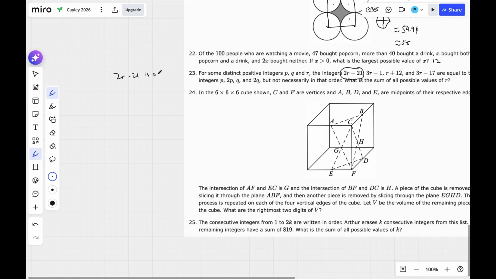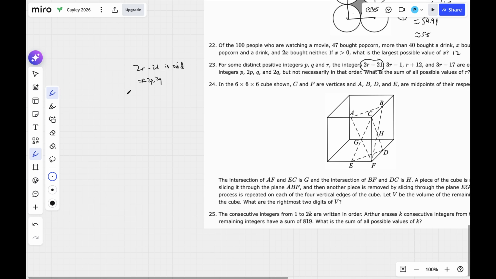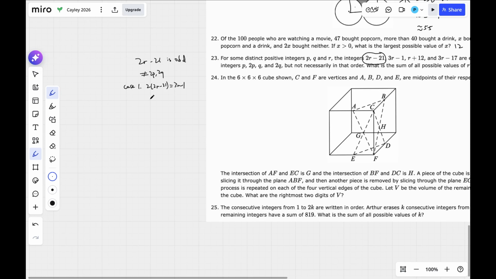So we could use casework on which is p or q, but we can simplify that a lot with one observation. If we look at 2r minus 21, no matter what integer r is, this will always be odd, because 2r will be even, and when we subtract odd from even, it will be odd. So this means that it cannot be 2p or 2q. So now we can do casework on which of the other numbers is 2 times 2r minus 21.